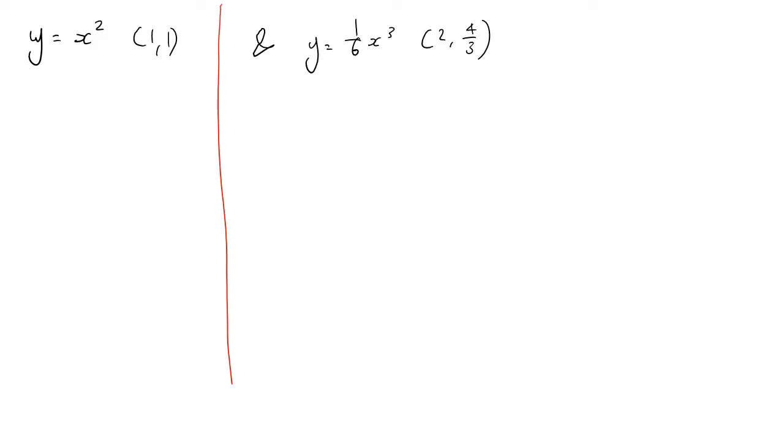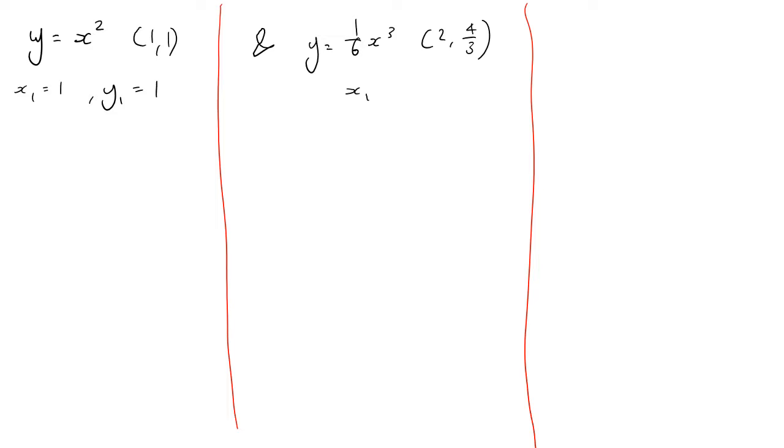Okay, let's do one more example. This says, find the equation of the tangent to y equals x squared, so it's quadratic, at the point (1, 1), and the equation of the tangent to y equals 1 over 6 x cubed at the point (2, 4 on 3). Show that these tangents are parallel and find the perpendicular distance between them. Okay, so let's find the equations of the tangents first. So here, x1 is 1 and y1 is 1.